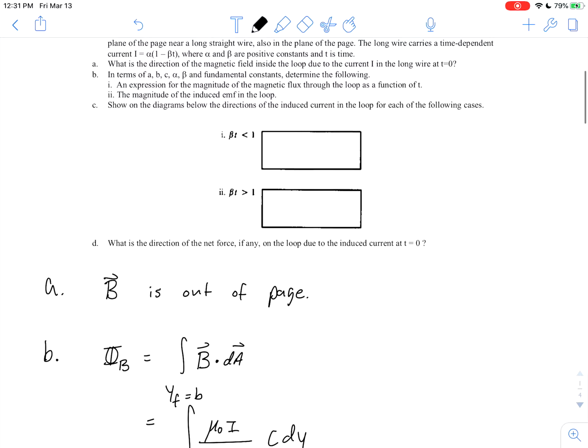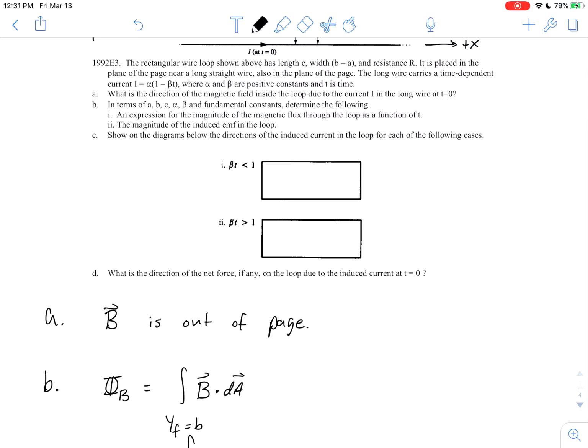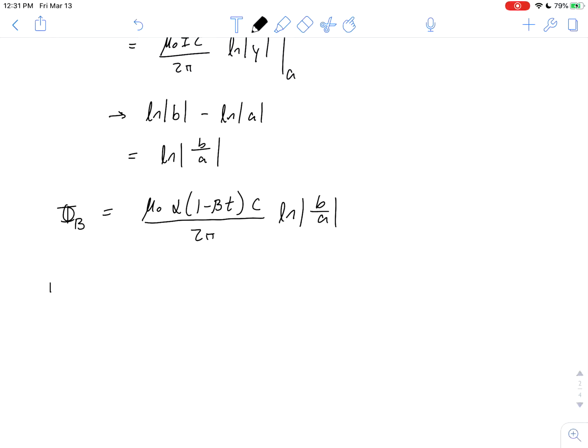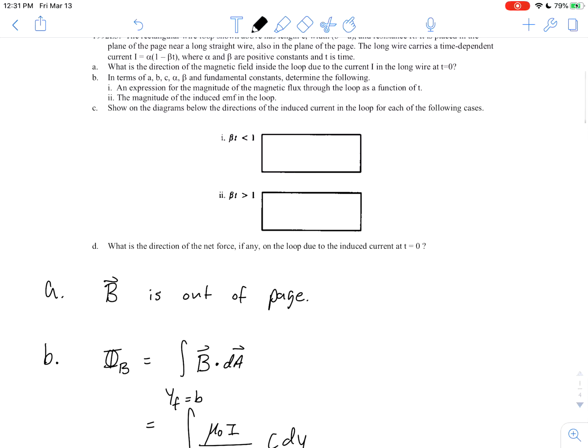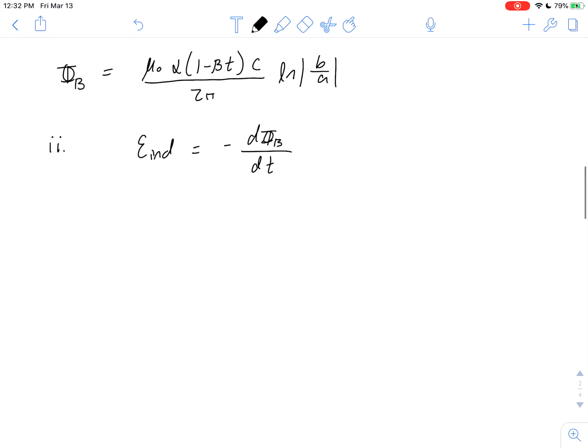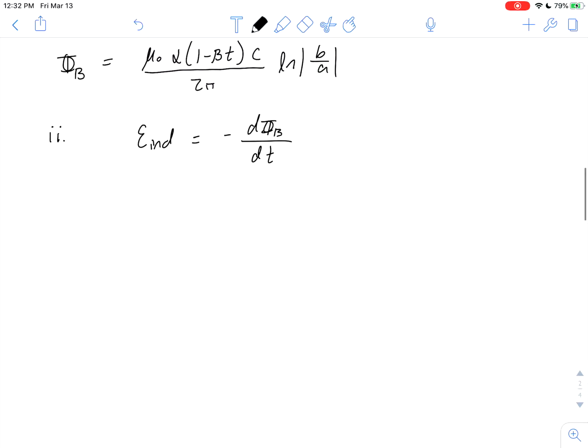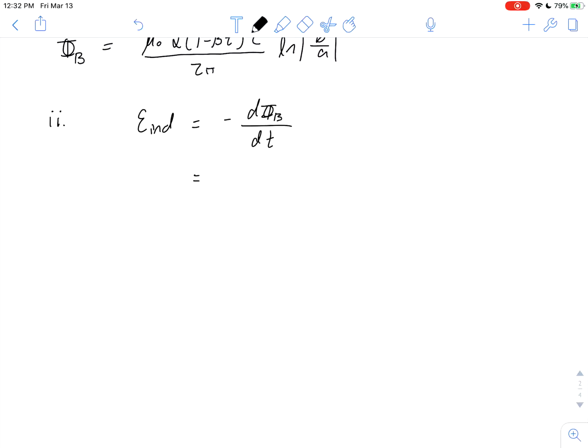Okay, so part 2, we need to find the magnitude of the induced EMF in the loop. So using Faraday's law, E induced, in your formula sheet, it looks like this. We have negative derivative of flux with respect to time. And they do ask for the magnitude, so we're not going to worry about any negative values. So we'll just get our answer and then get rid of the negative if we have to.